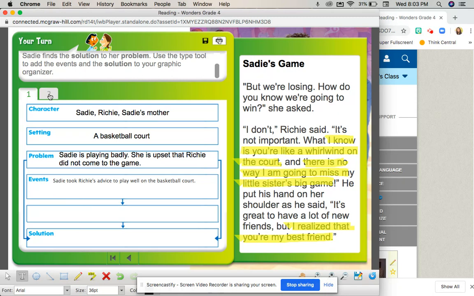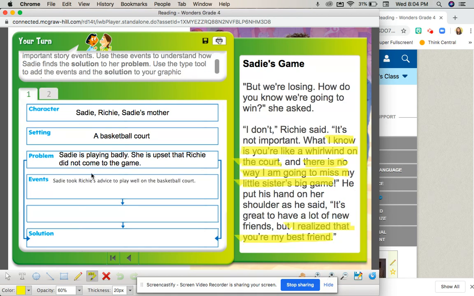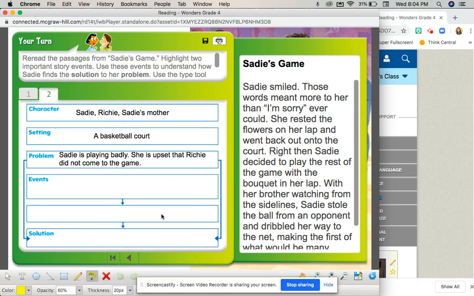You can hit pause if you need time to write, hit play when you're ready to move on, and then we're going to go ahead and check out the next event that we need. So once again, I need to take my highlighter and highlight any details that help me solve this. So one more time on number 1, we said Sadie took Richie's advice to play well on the basketball court. So unfortunately, that event goes away, but your next event is going to be in this box right here.